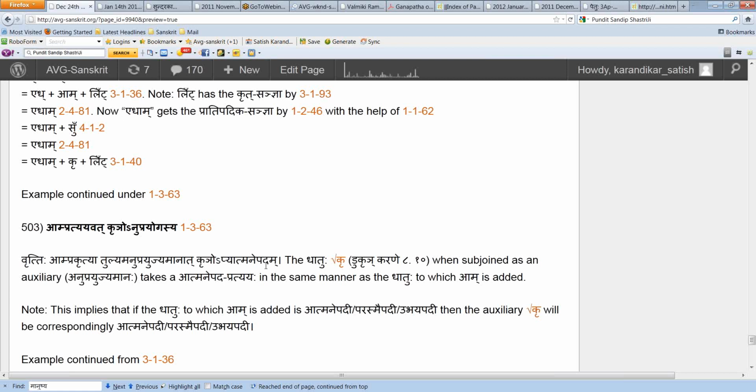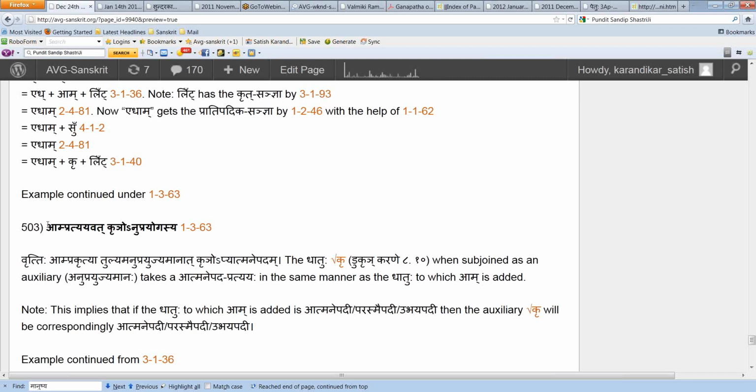In that sutram, which you will see next time, Panini says am pratyayavat kriyo anuprayogasya. Now, see if you can follow his logic. Pay attention for just 2 minutes now. If kru was the only dhatu to take in anuprayoga, there was no need to say kriya anuprayogasya. Panini could have said only am pratyayavat anuprayogasya. Instead, Panini says am pratyayavat kriya anuprayogasya. That means that there must be some other dhatus also which can be used in anuprayoga. If kru was the only one, there was no need to say kriya.